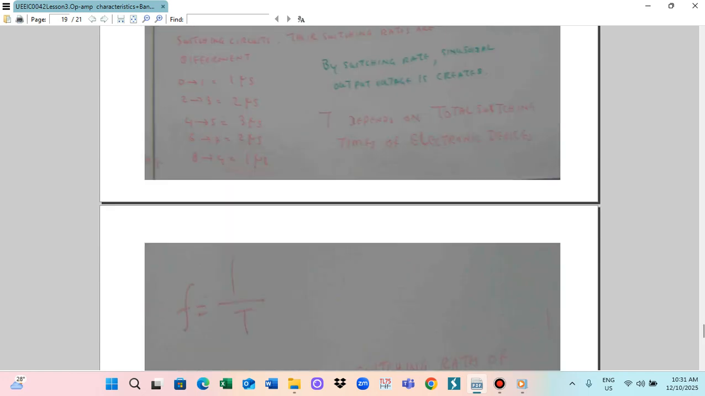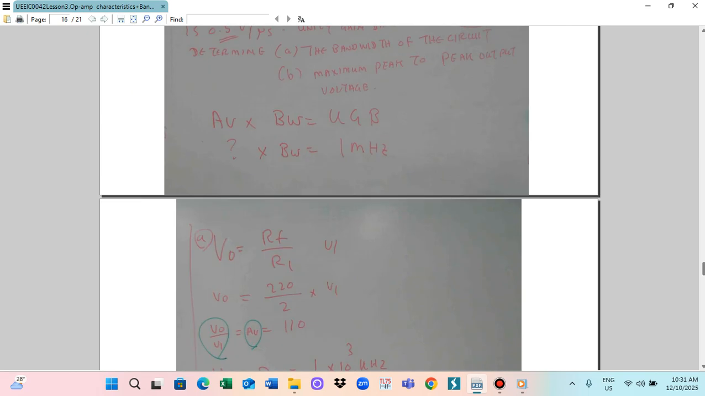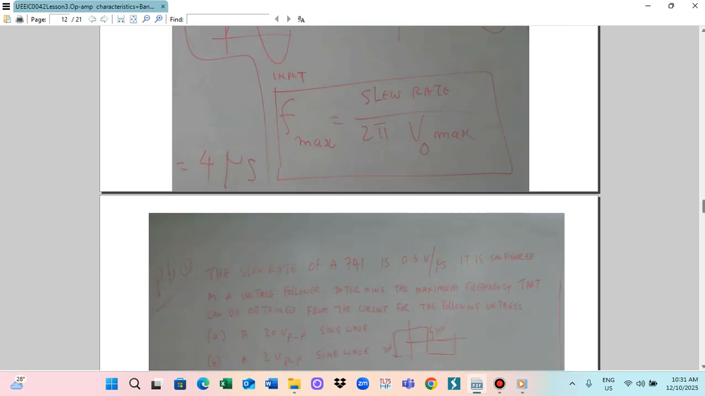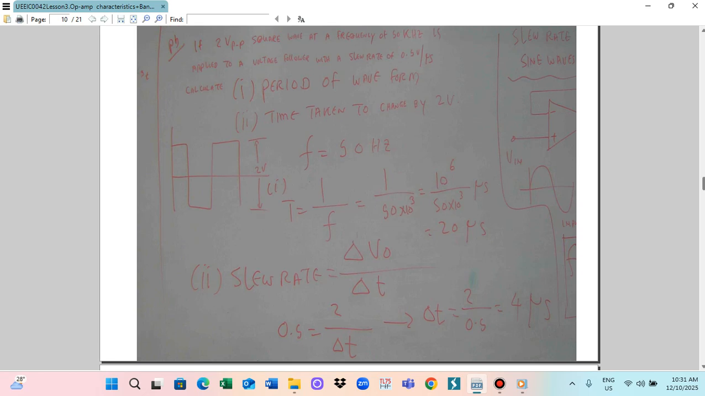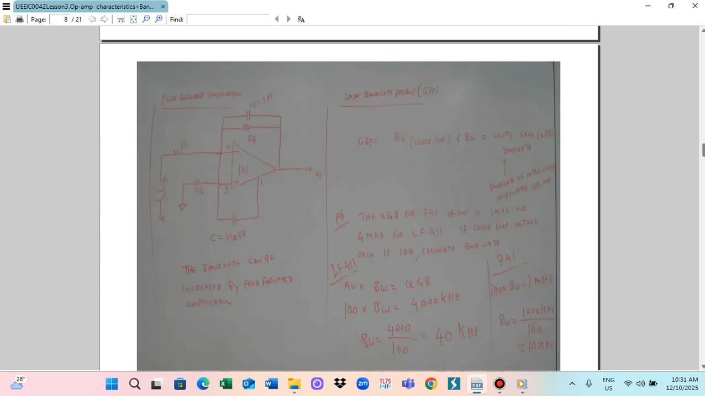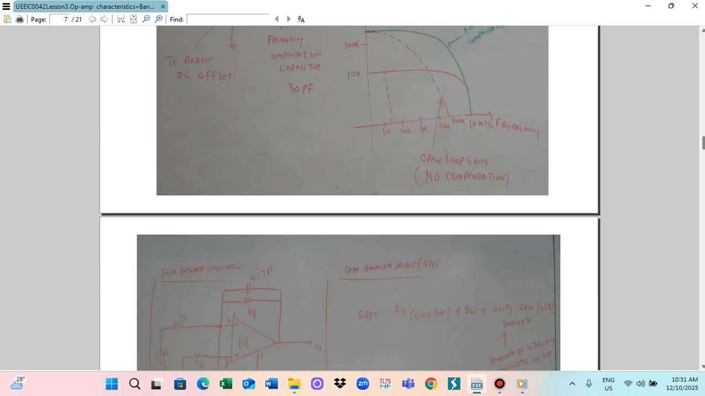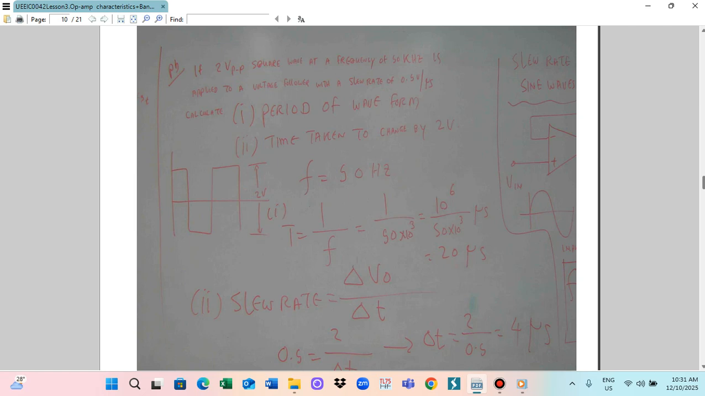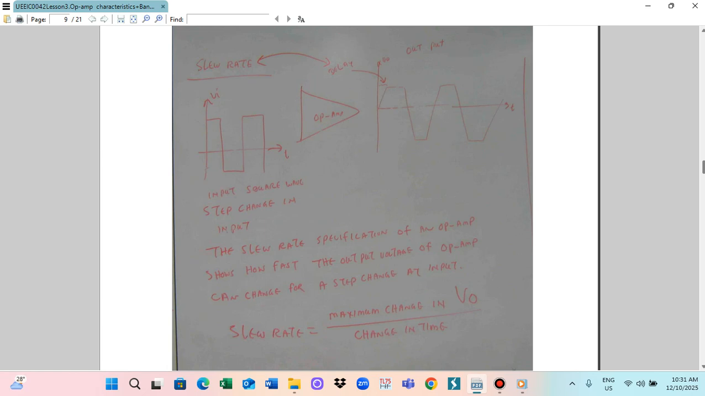So this is VI. VI instantly increases, instantly goes down. So this is for the square wave. In this case, how does the output wave behave? The output will not instantly follow the square input wave. Maybe it will go like this way.